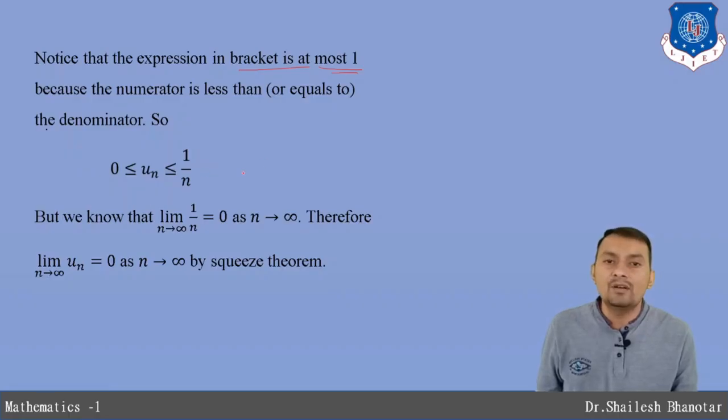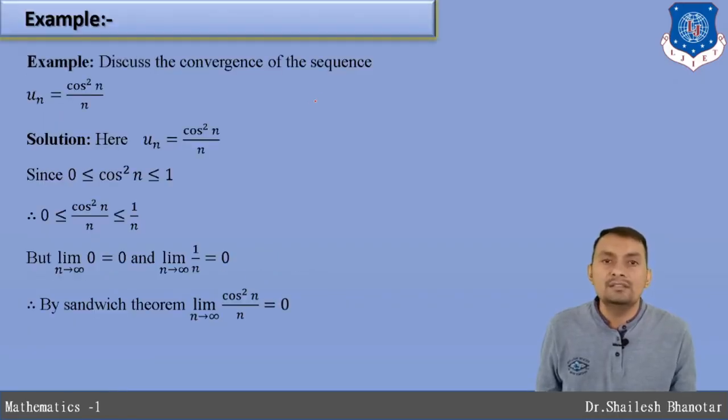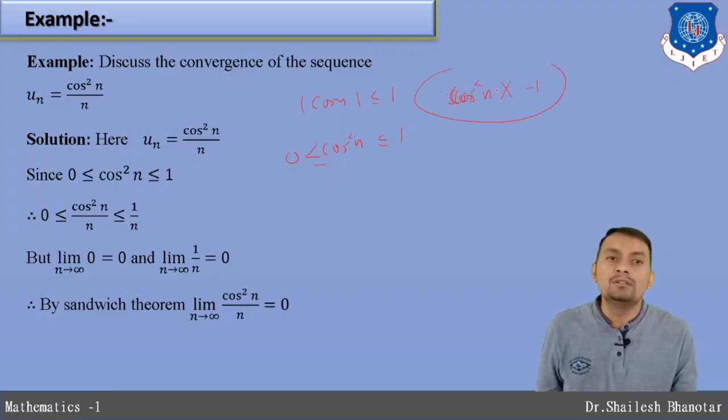But when we apply the limiting concept, this also tends to 0, and this is 0, so by the sandwich or squeeze theorem, the middle one has to be 0. This is another question. We know that cos n is bounded by 1, but when we take its square, it is also going to be at most 1, but not minus 1, so instead we will write 0, because cos squared n cannot be a negative number. That's why we are saying that 0 is less than or equal to cos squared n, which is less than or equal to 1. When we divide by n and apply the limiting concept, according to the sandwich theorem we get the answer, that is 0.